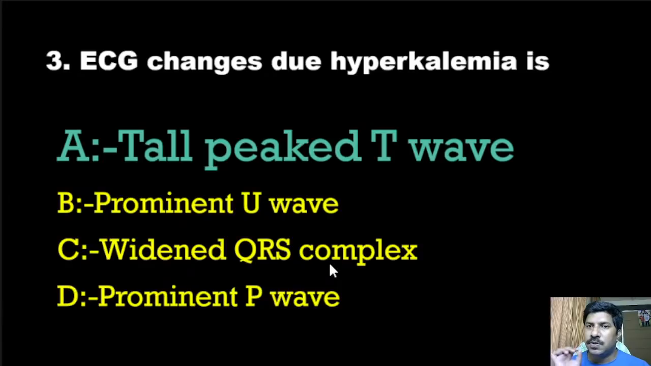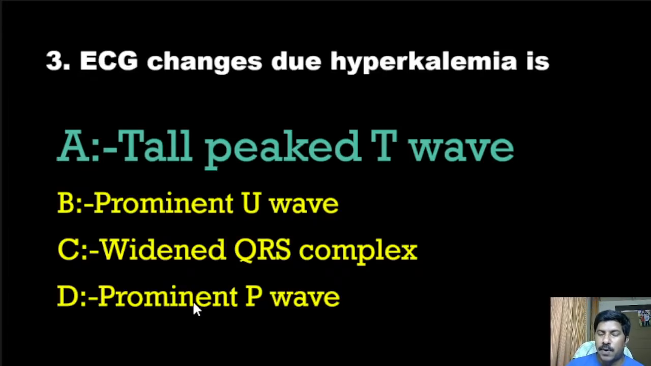Widened QRS is usually seen in bundle branch block, right or left bundle branch block, or if a person has a pacemaker, in that case also widened QRS complex will be there. And hyperkalemia, I already told, it is not seen in all hyperkalemic cases, but it can be seen in hyperkalemia also. But the common feature in hyperkalemia is tall peaked T wave. It is there in the options, so you need to give that as your answer, because widened QRS can be seen in other conditions also.